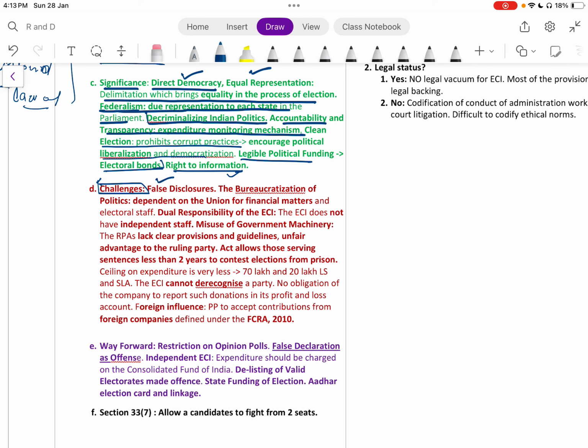First is the false disclosure, the bureaucratization of politics dependent on union for financial matters and electoral staff, dual responsibility of Election Commission of India. Election Commission of India does not have an independent staff, misuse of government machinery. The RPAs lack clear provisions and guidelines, unfair advantage to the ruling party. Act allowed those serving sentences less than 2 years to contest elections from prison.